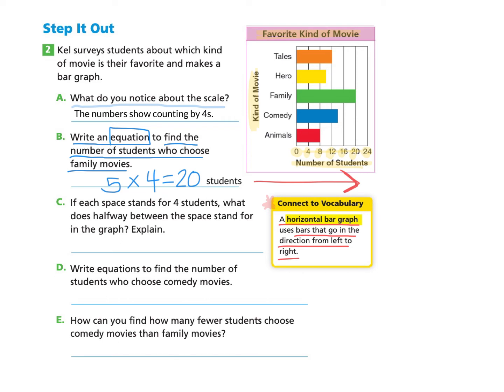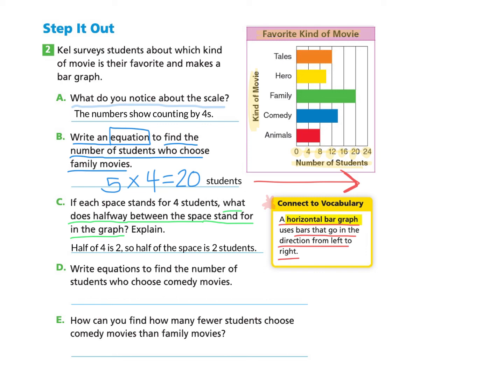Let's look at part C. It asks us, if each space stands for 4 students, what does halfway between the space stand for in the graph? Explain. So we can answer that half of 4 is 2, so half of the space is 2 students. All right, let's take a look at part D.